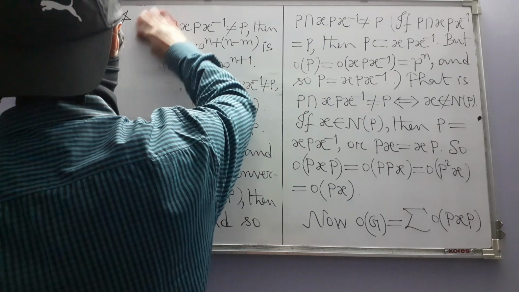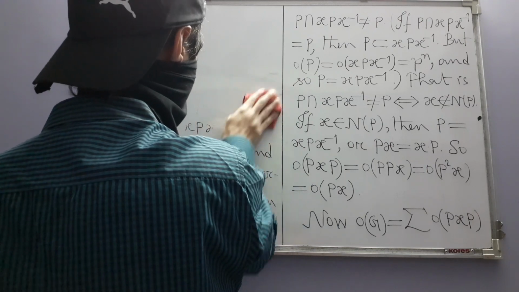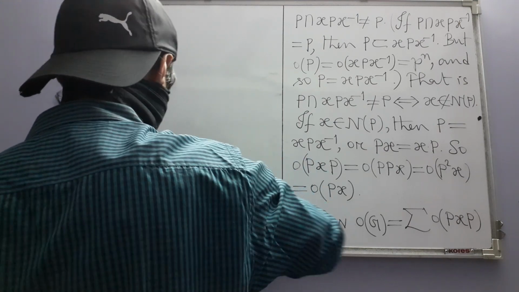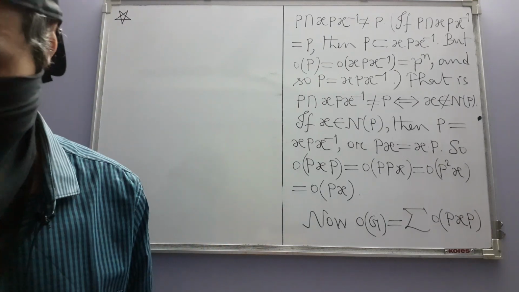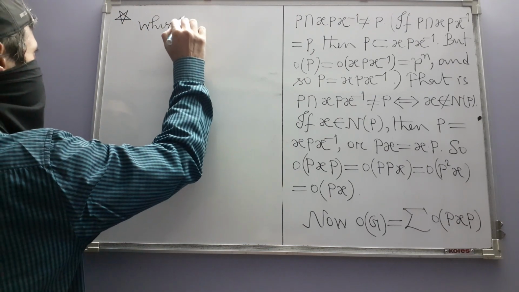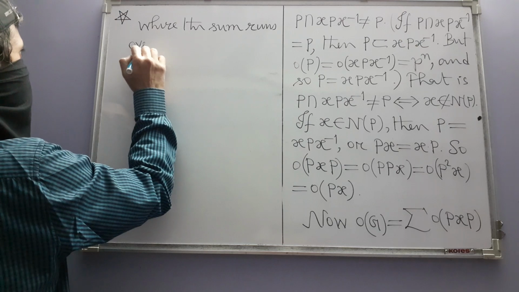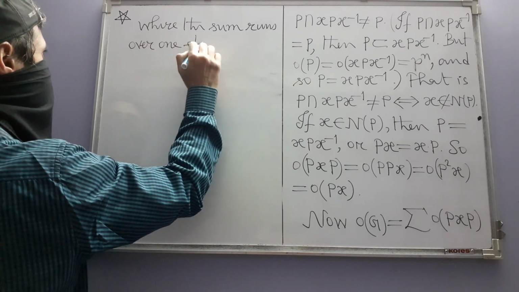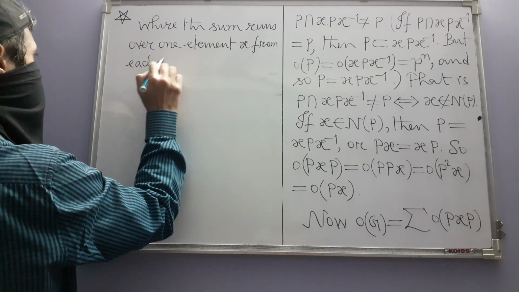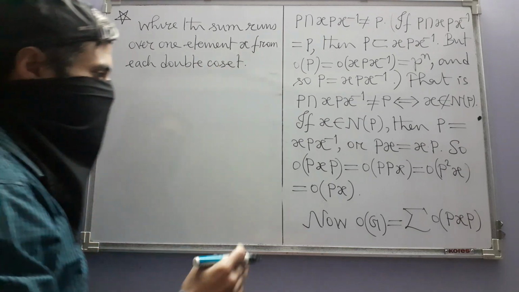that this X is not going to vary freely over G, but we are going to vary this X in such a manner that one X will be taken from each distinct double coset, where, exactly as written in the text, the sum runs over one element X from each double coset, and by that it actually means each distinct double coset.